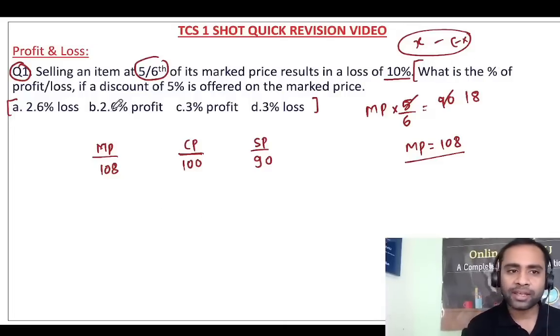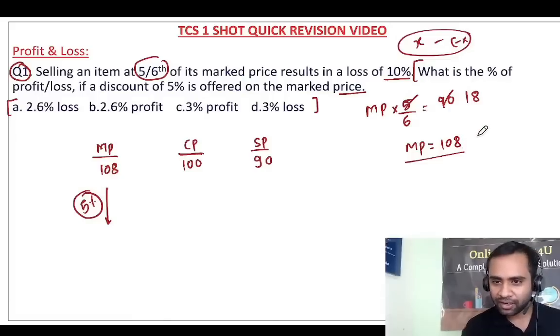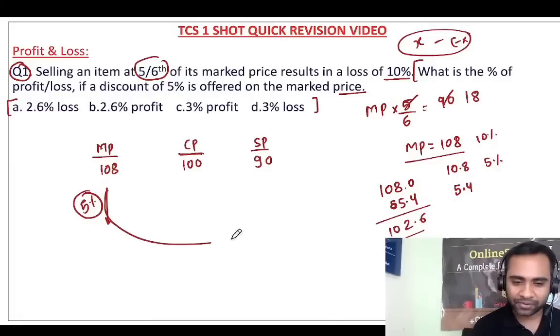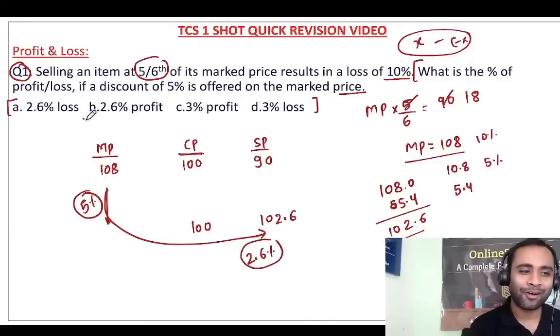Now they're asking what is the percentage of profit or loss if a discount of 5% is offered on the marked price. So we give a 5% discount on the marked price. 10% of 108 will be 10.8, so 5% will be half of this, which is 5.4. That means on 108 rupees you give 5% discount, so you are now selling at 102.6. Your cost price is 100 rupees. So there is a profit of 2.6%. Option B is the correct answer.